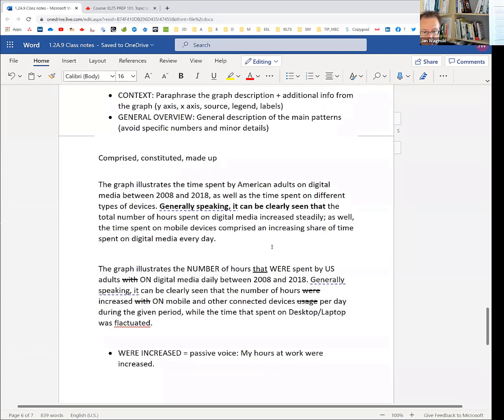Generally speaking, we can clearly see that the number of hours increased on mobile and other connected devices per day during the given period, good, while the time that's spent. Your choice is that was spent or just spent.